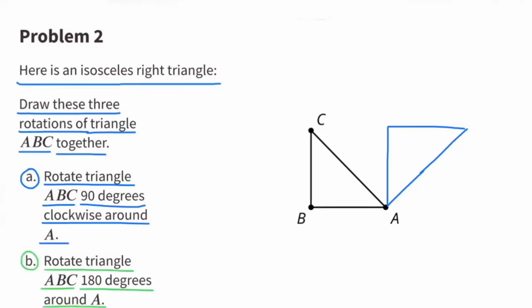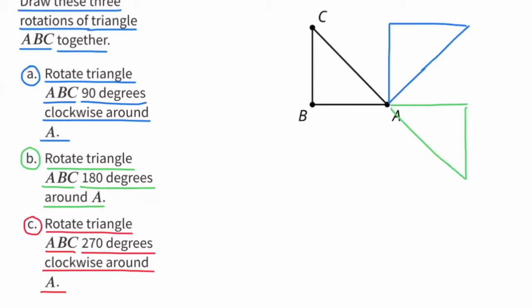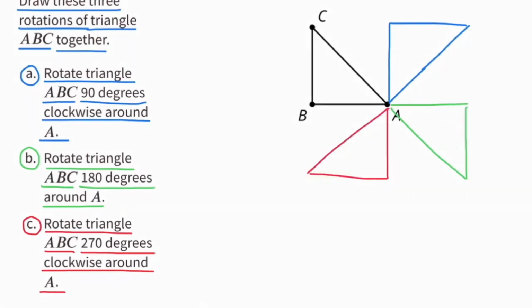B. Rotate triangle ABC 180 degrees around A. In green, you'll see the 180-degree rotation using point A as center. C. Rotate triangle ABC 270 degrees clockwise around A. In red, you'll see the triangle's 270 degrees clockwise rotation around point A as the center.